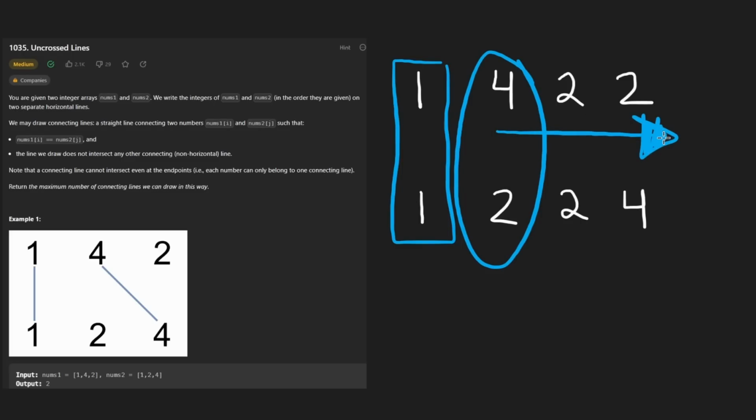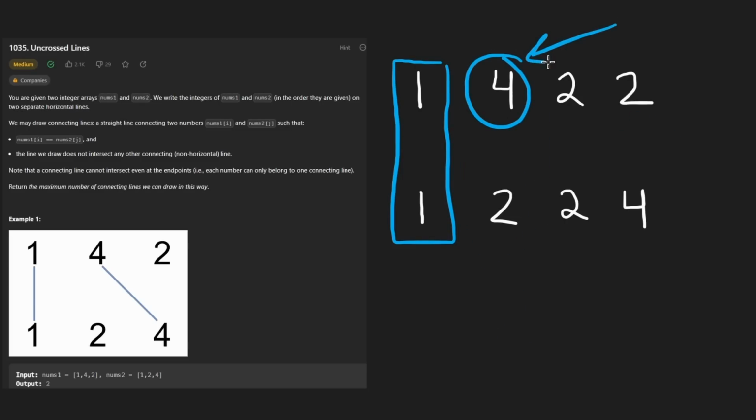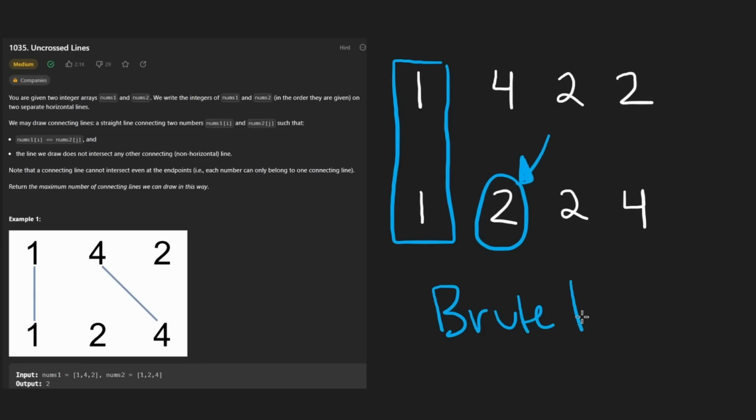So we actually have to consider both choices. We have to say, maybe we want to find a matching pair for this 4, maybe. Or maybe we want to find a matching pair with this 2. We have to consider both cases. That's kind of what leads you to the brute force recursive solution.